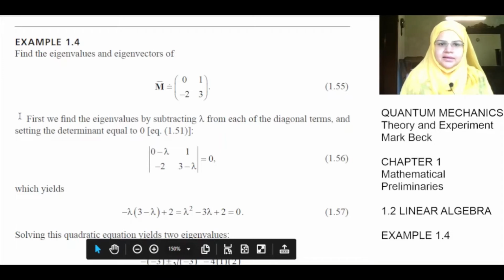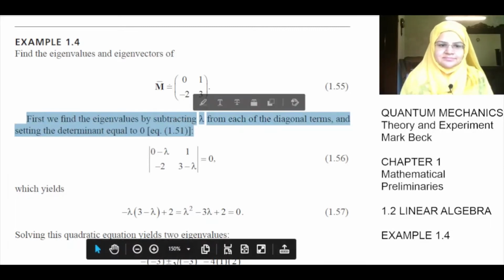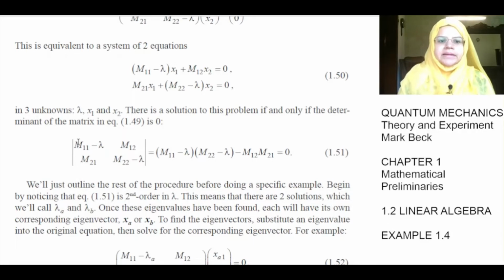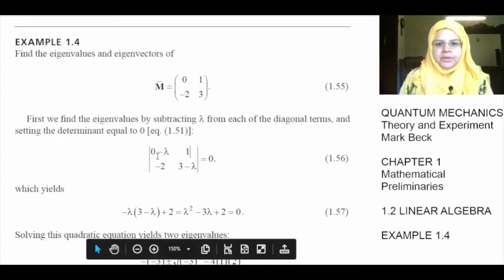First, we find the eigenvalues by subtracting lambda from each of the diagonal terms and setting the determinant equal to 0, equation 1.51. If we look at equation 1.51, we will subtract lambda from the diagonal terms. Then to find the determinant of a 2 by 2 matrix, we will multiply the diagonal terms and subtract the off diagonal terms and set the determinant equal to 0. This is exactly what we have done in equation 1.56. We will subtract lambda from the diagonal terms. Then we will multiply the diagonal terms and subtract the off diagonal terms.